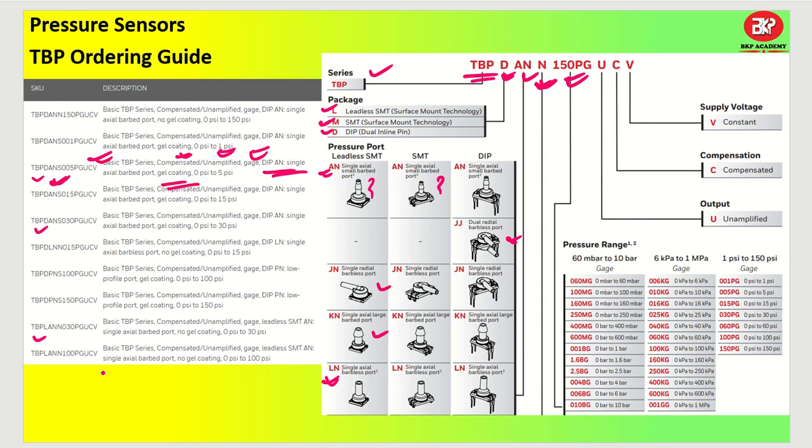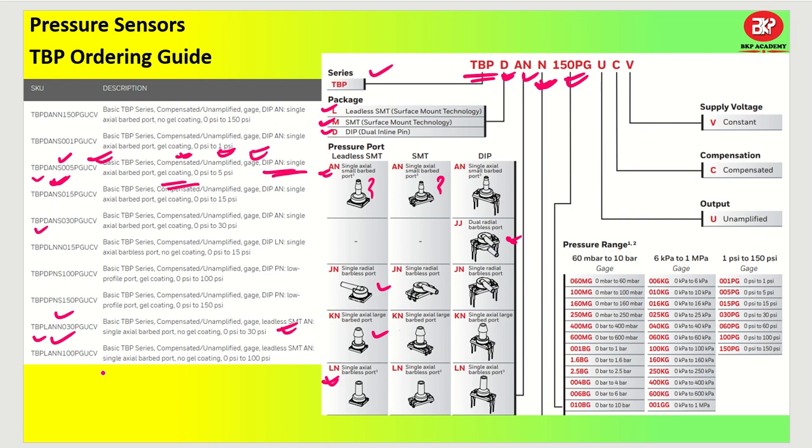Okay, so S means gel coating. So I'll be taking without S, so that you have to put it N. Okay, so you can see there is a part number N, TBP LAN. So it is leadless but barbed, and N, that is no gel coating. So this is how, based on your requirement, you can find out your pressure sensors.